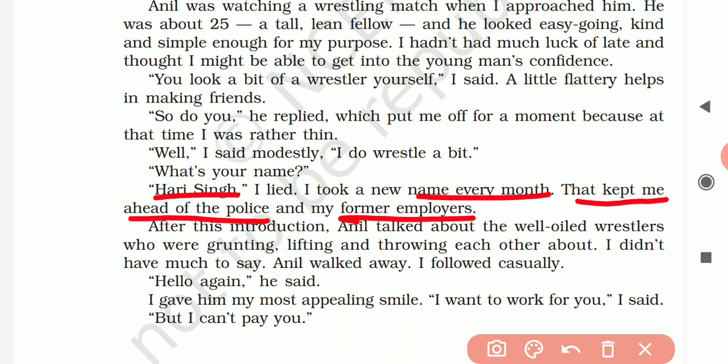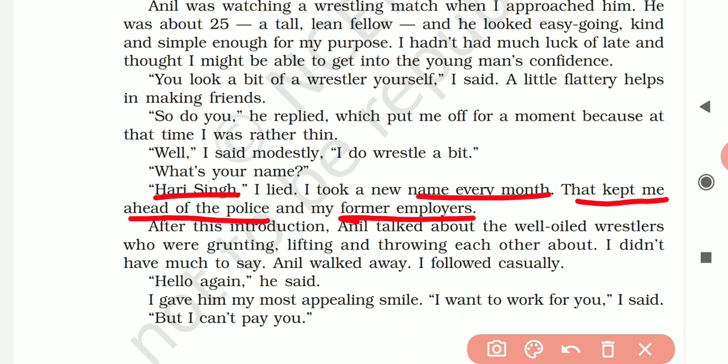Means the previous employer, पहले का मास्टर, पहले का जो मालिक, उसके लिए भी डिफिकल्ट हो जाता था कि उसको ढूंढे, क्योंकि अगर उसको कभी मार्केट में देख लिया, पूछ लिया, अरे तुम तो वही राजू हो ना जिसने मेरे पैसे चुराया था, मेरे घर में काम करता था, तो बोलेगा नहीं नहीं नहीं, मैं तो हरी सिंह हूँ। फिर अगले महीने हरी सिंह फिर कुछ और बन गया होगा, उसका नाम कुछ और बता देता है.